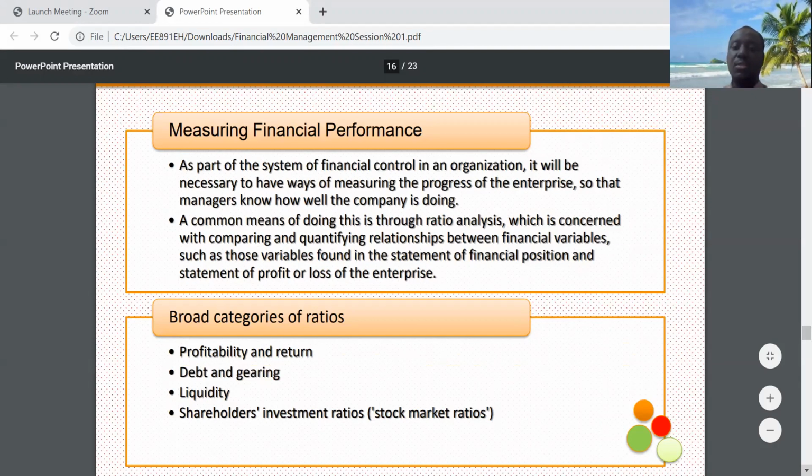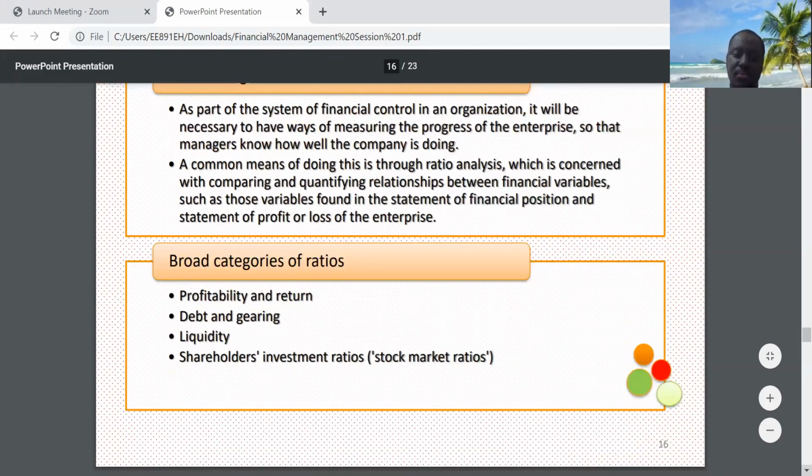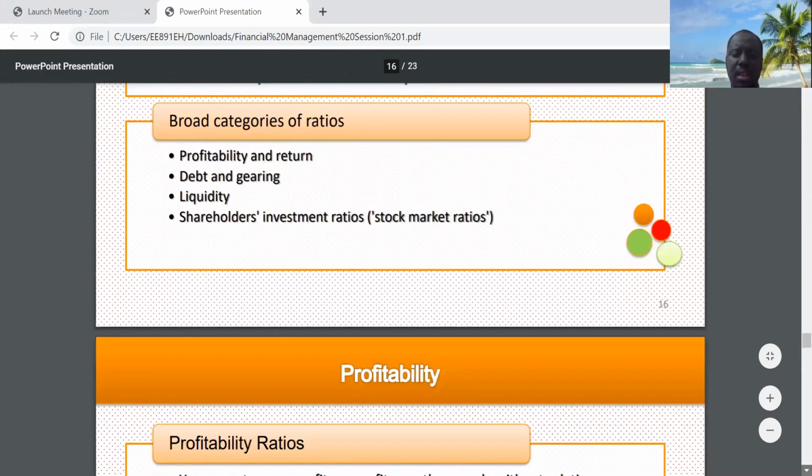I usually use an acronym for this, which is GLIP. G stands for gearing, L stands for liquidity, I stands for investment ratios, and P stands for profitability. GLIP or LIP-G, any way you want to remember it. So let's move on to the next slide.